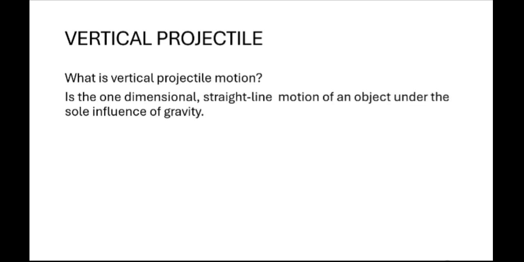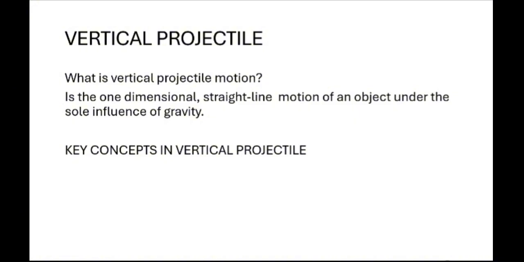Right, the first part is what is vertical projectile motion. It's mainly important to know your definitions as they do contribute marks. So vertical projectile motion is the one-dimensional straight line motion of an object under the sole influence of gravity. So we're looking at the motion in which it relies solely on gravity, right?